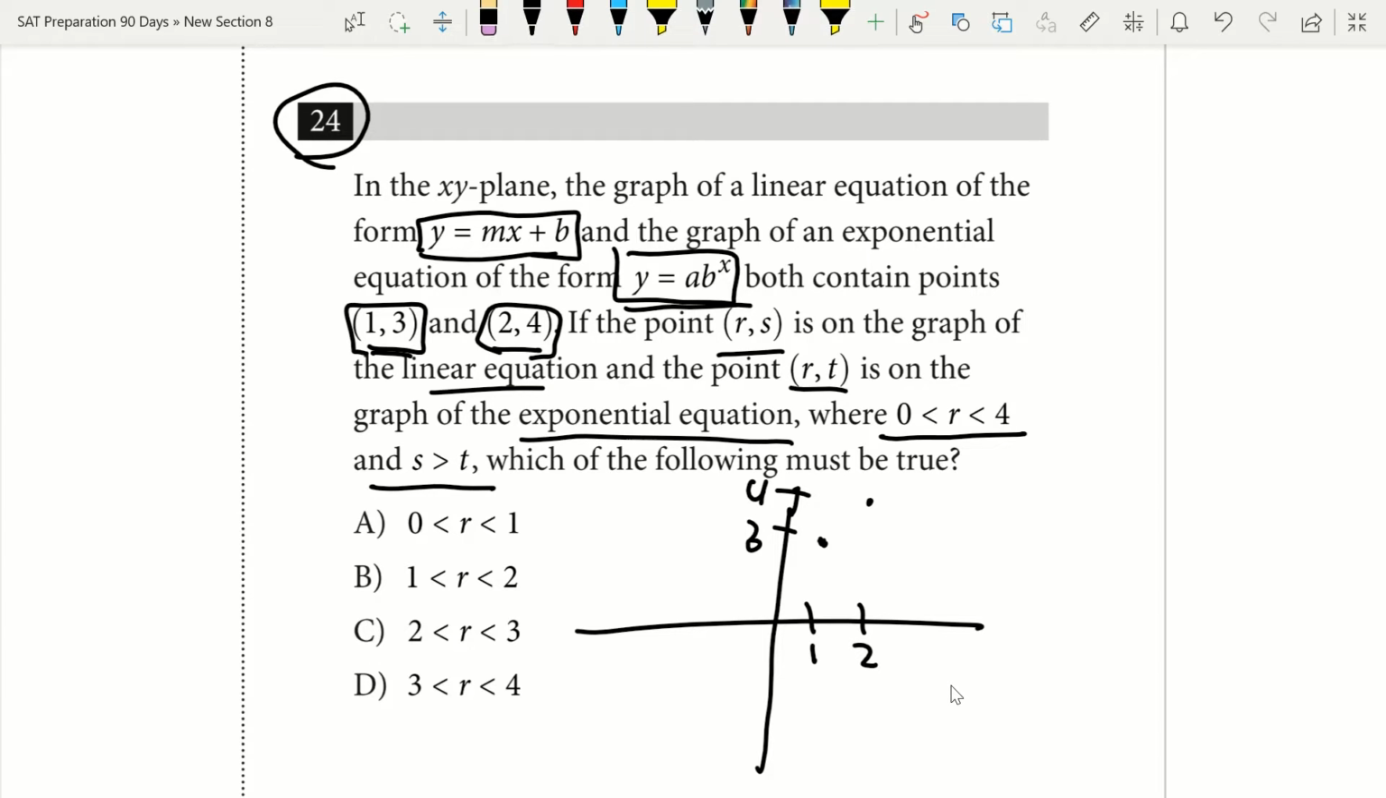Well, what do we know about this linear equation? Well, we know it's linear, right? So we know it's going to go like this. Let's go ahead and draw that. We know it's a line, so it's going to look something like that.